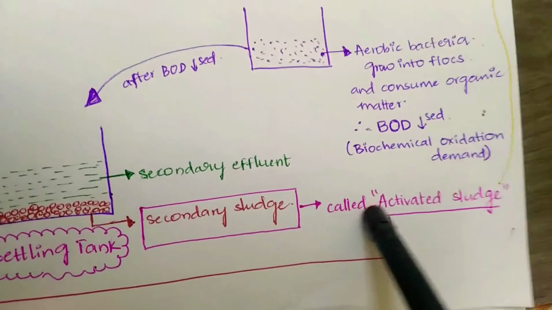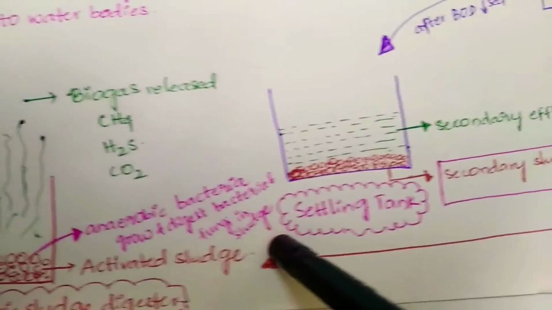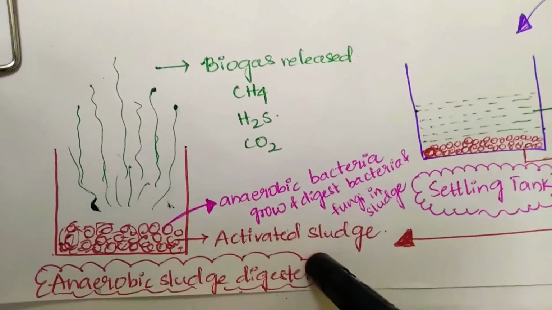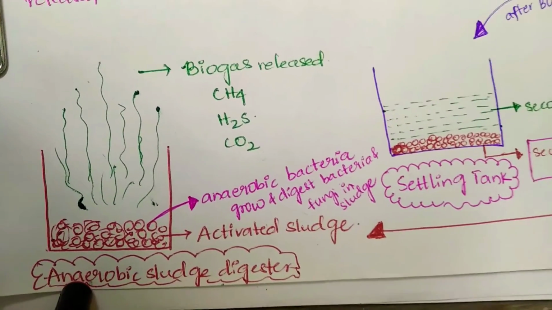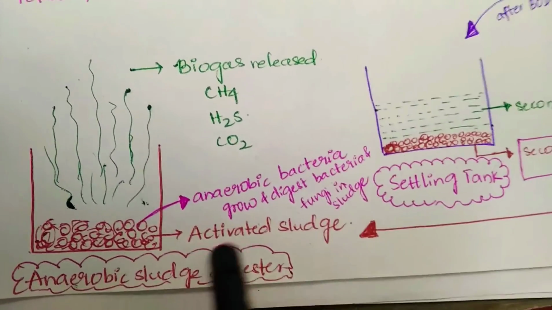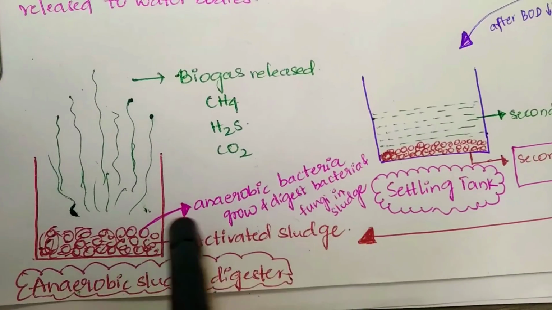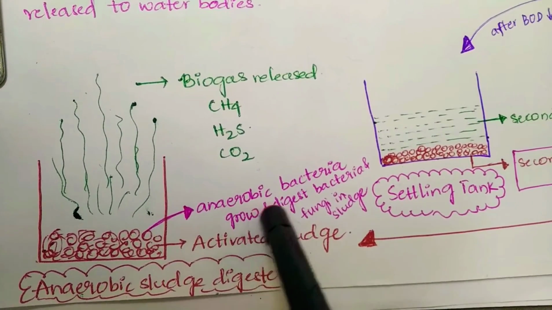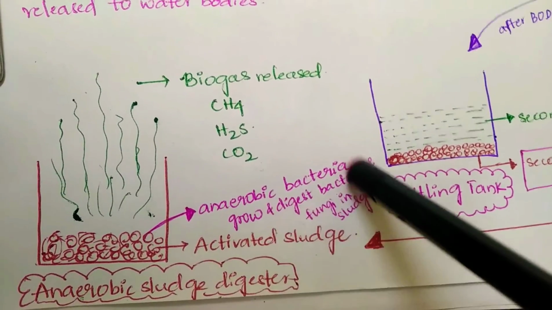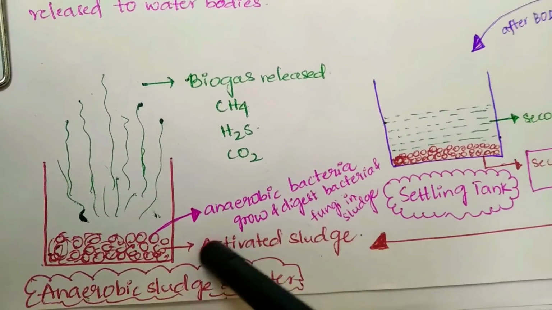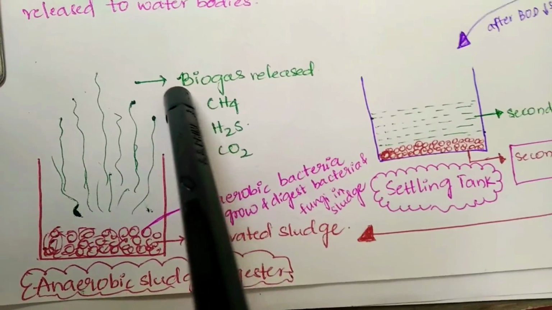This activated sludge is transferred to the anaerobic sludge digesters. What does anaerobic mean? It involves anaerobic bacteria. What will happen? These anaerobic bacteria, grown in this activated sludge, will digest the bacteria and fungi in the sludge, and after the digestion, these anaerobic bacteria will release biogases.